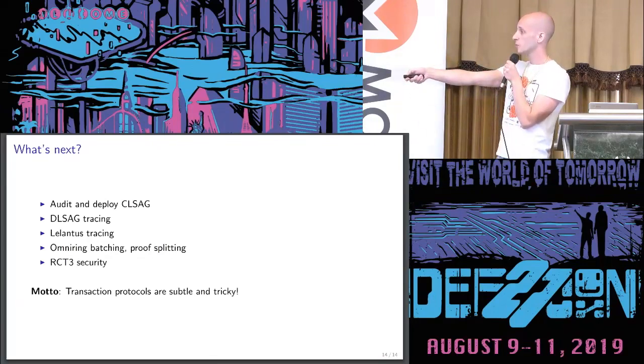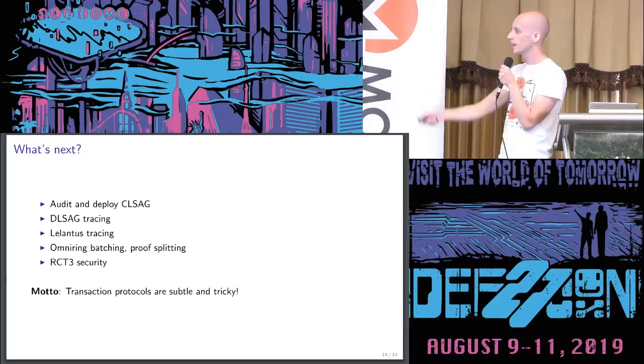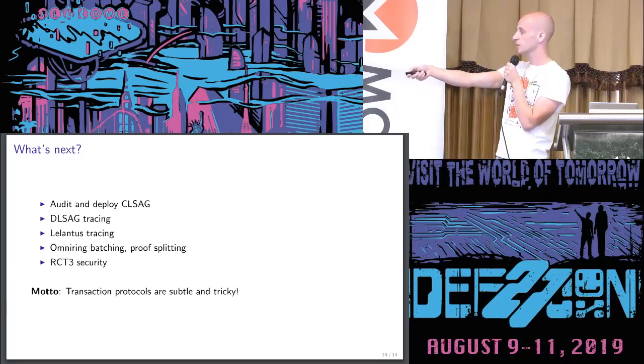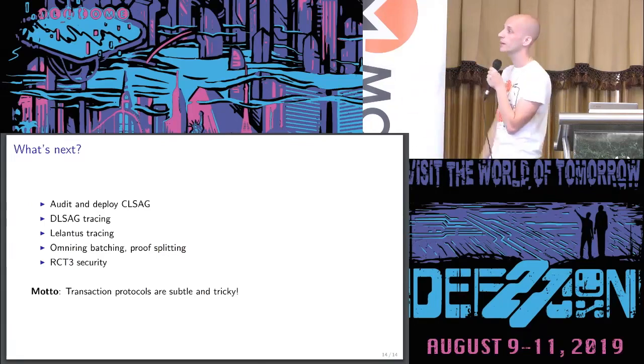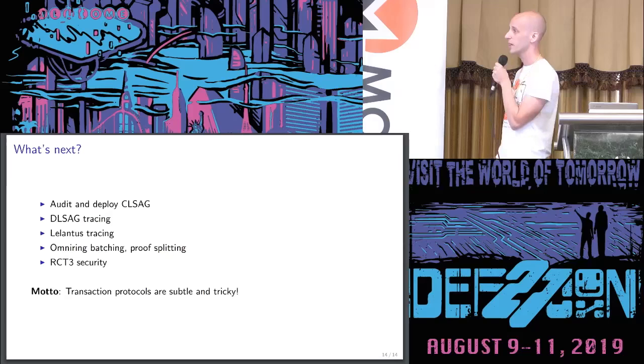With OmniRing, which is nice because it maintains a lot of Monero similarities, if we can get batching working on that so it's efficient enough, or possibly proof splitting, then it would potentially be a pretty likely candidate to go in as a transaction protocol.